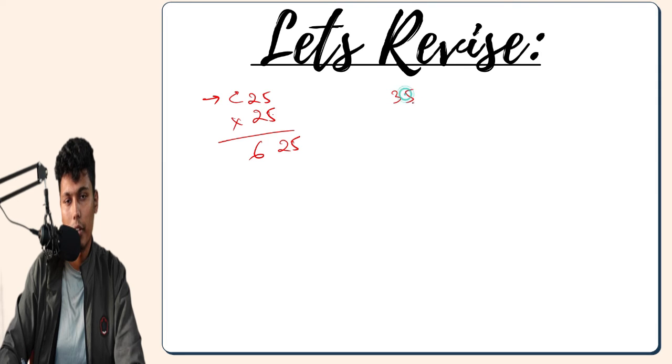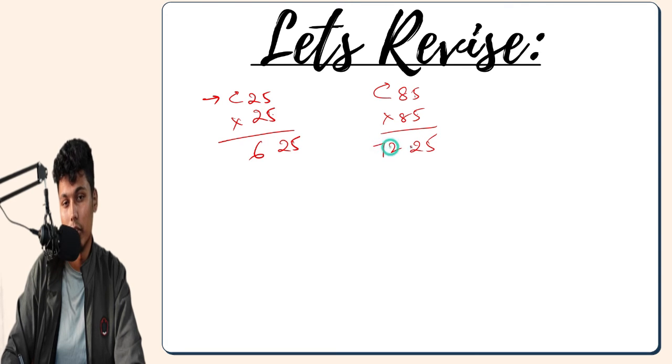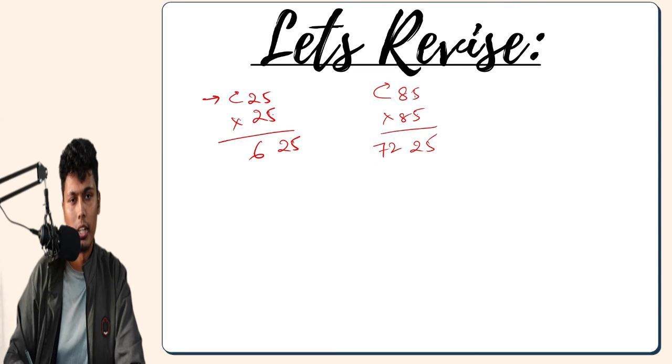Let me do it for 85 into 85, suppose. Let's say 85 into 85, 85 square. How to do? 5 times 5 is 25, write down 25. 8 increases to 8 plus 1, 9, 9 times 8 is 72. Okay, this is how you are going to do it.